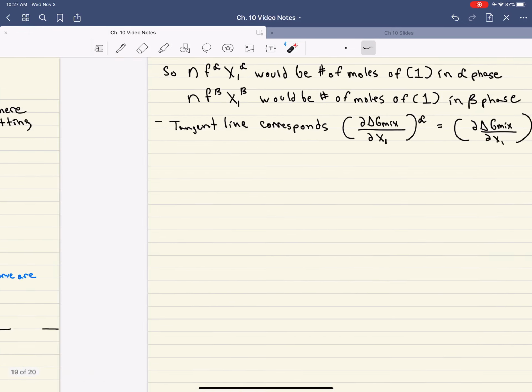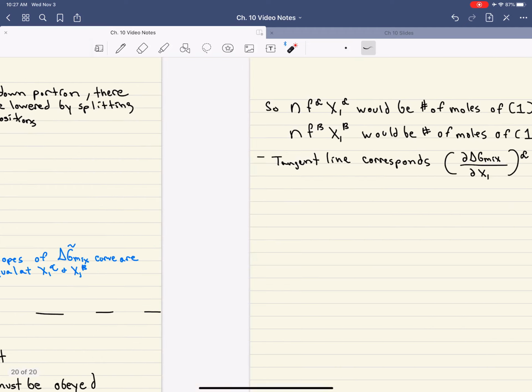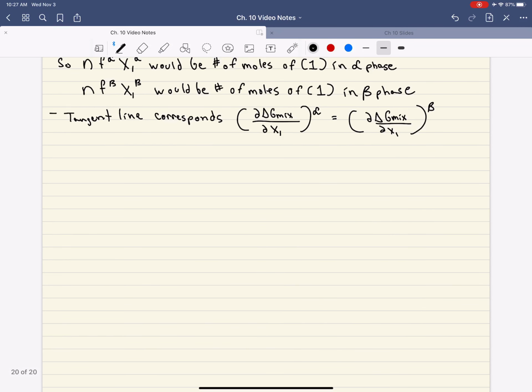Okay? Another thing I want to point out is that if we go back to that original x1 composition, x1 naught, we see that it's facing down. Okay? And so what that means, mathematically, is that at x1 naught, delta G mix is concave down. So that means that the second derivative of delta G mix with respect to x1 has to be negative. Okay? All right, so that's what the graph tells us. The graph tells us what the math has to describe.